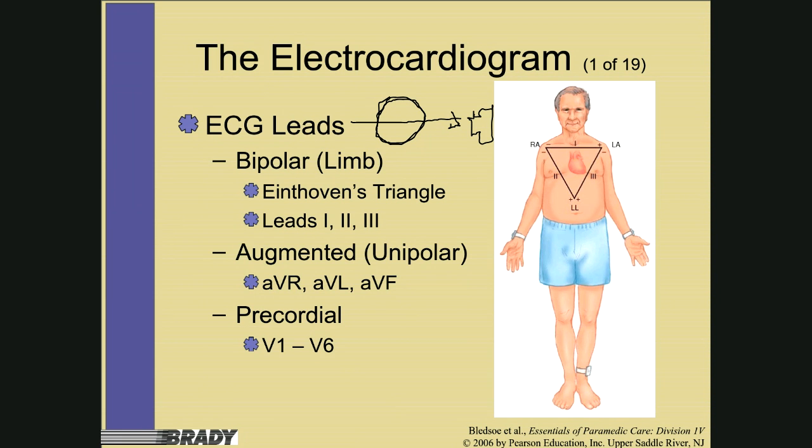All right. Now, so that's lead 1. Lead 2 is from the right arm to the left leg. So picture the current moving this way, right? R is here, camera is down here. Which side is the camera looking at?